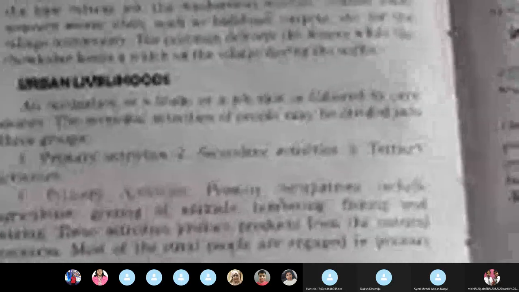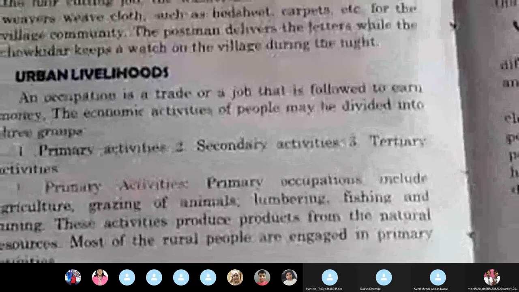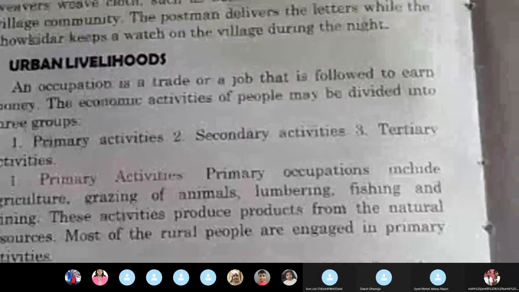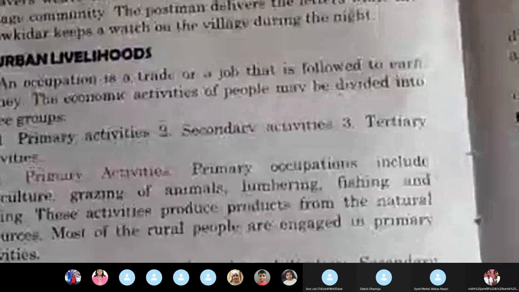For now, I would like you all to sit down and reread the chapter and see if you have understood till the rural agriculture and the various livelihoods that they take up.